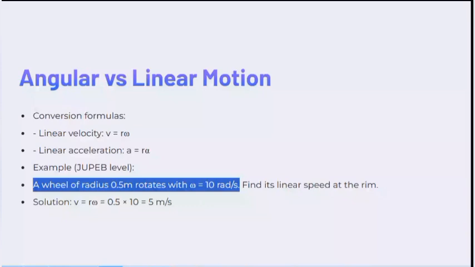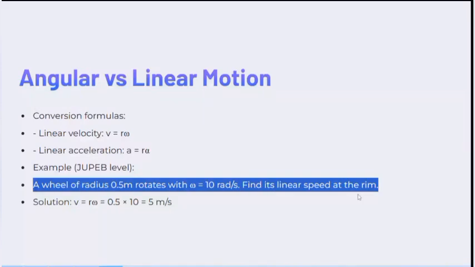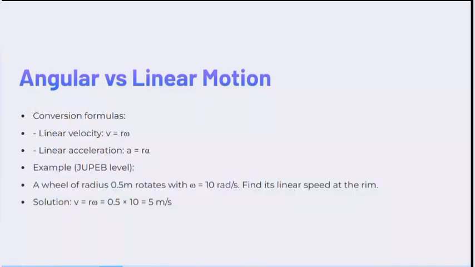Find its linear speed at the rim. So we use this formula here, V is equal to R W. They gave us our R, they gave us our W, so it's just a simple plug-in expression. You just put 0.5 times 10 and you get your answer to be 5 meters per second. So you can tell that though the thing is moving at an angular velocity of 10 radians per second, in linear form, the speed is 5 meters per second.